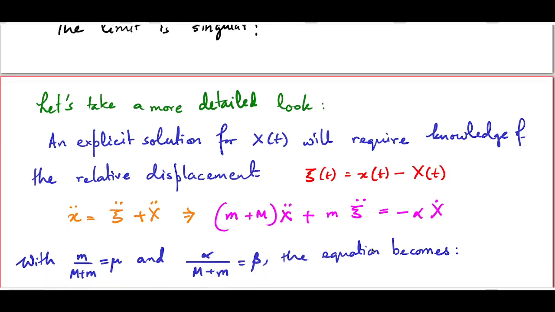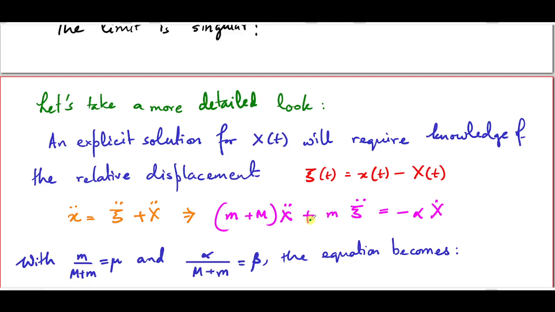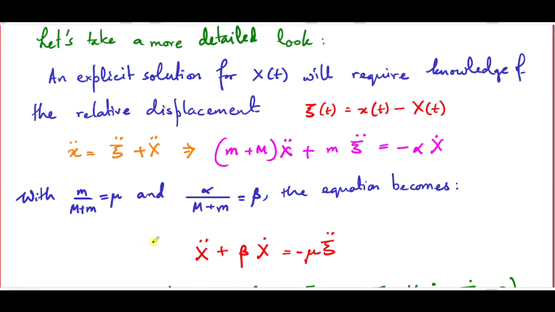And we can make this look a bit better by introducing some abbreviations. Small m divided by capital M plus small m, let's call that small mu. And alpha divided by capital M plus small m, let's call that beta. With these abbreviations, our equation takes a particularly simple form. Capital X double dot plus beta capital X dot is minus mu xi double dot.